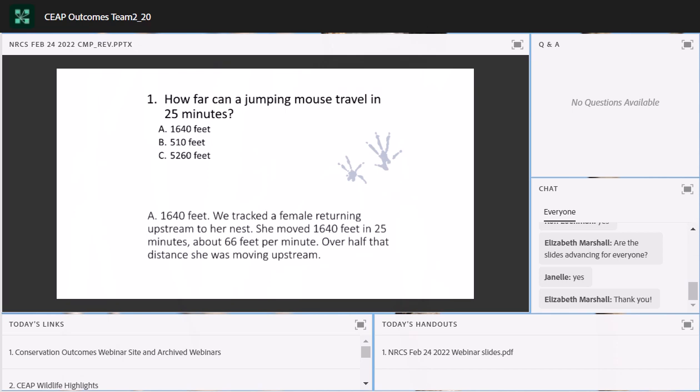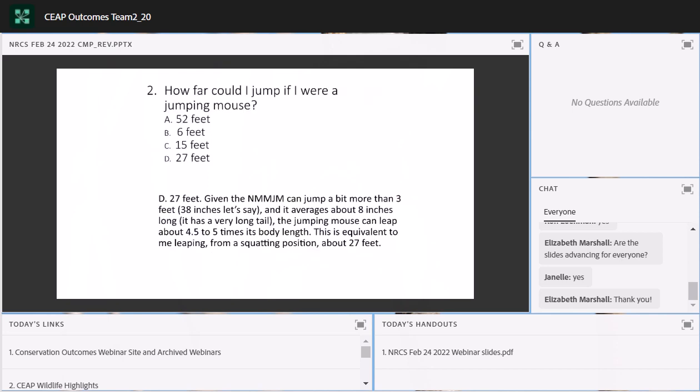1,640 feet. We tracked a female returning upstream to her nest one night. She moved 1,640 feet in 25 minutes, so about 66 feet per minute. And half the time she was moving upstream. These guys are very good swimmers, so this is quite a challenge for a little animal. I hope you're as impressed as I was.